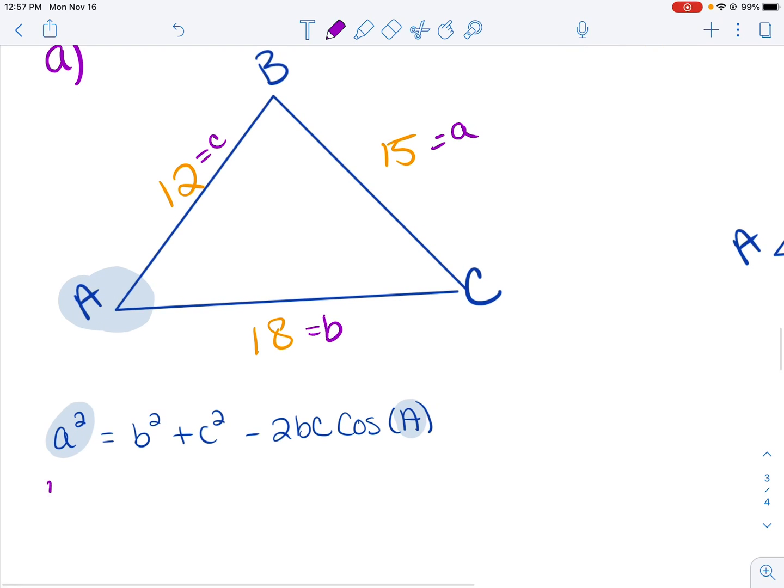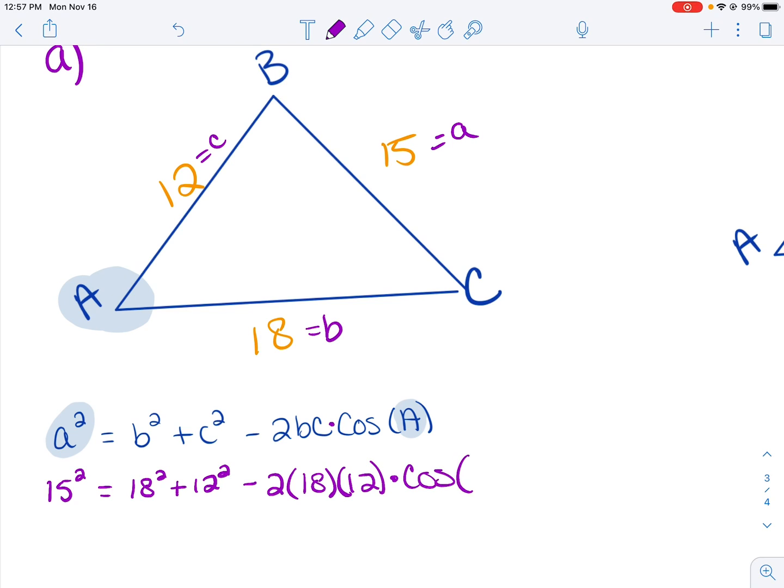So I'm just going to blow this up so we get rid of that on the side. So remember, across from angle A is side a, across from angle B is side b, and across from angle C is side c. Lowercase variables are the sides and uppercase are the angles. So let's fill in everything we know here. We have 15 squared is equal to 18 squared plus 12 squared minus 2 times 18 times 12 times, now there's implied multiplication there, the cosine of A. That's the missing piece. That's what we don't know. All right.